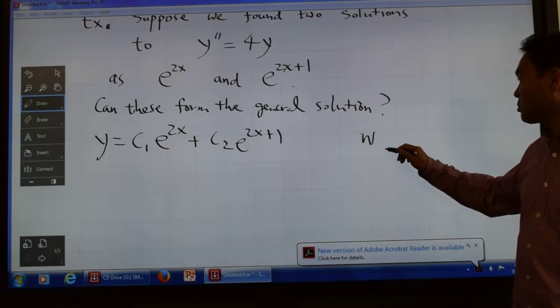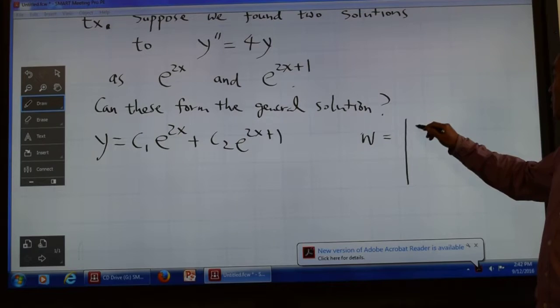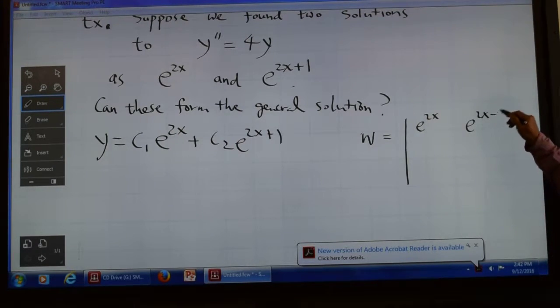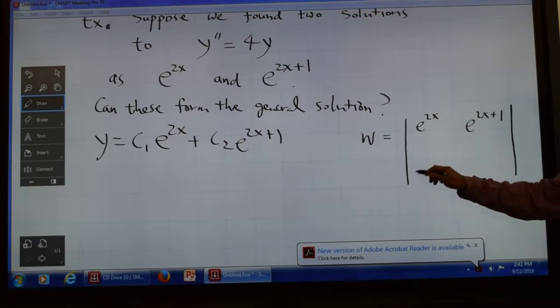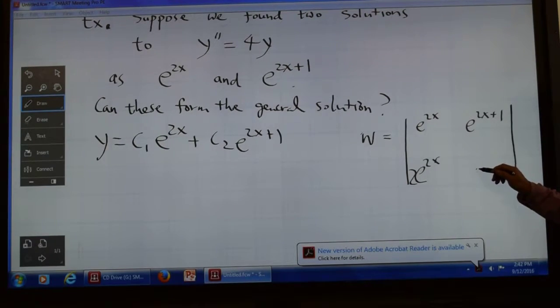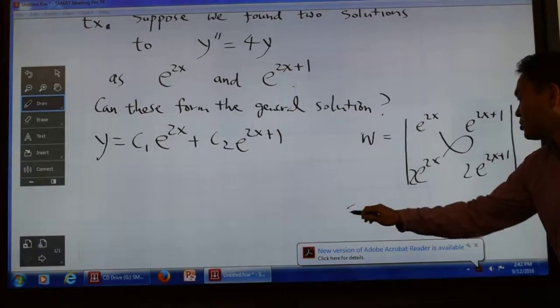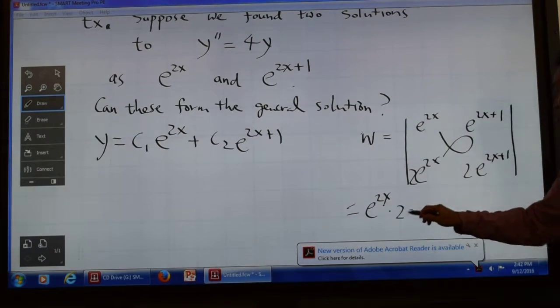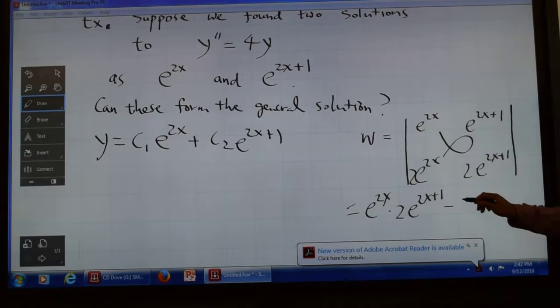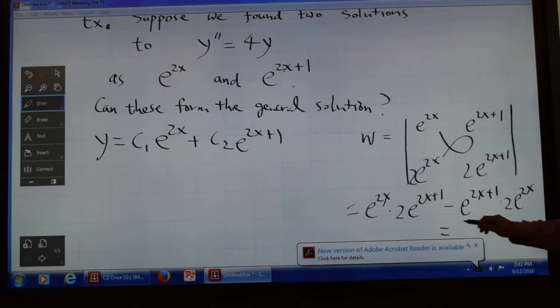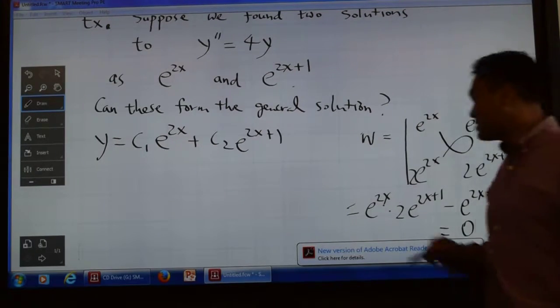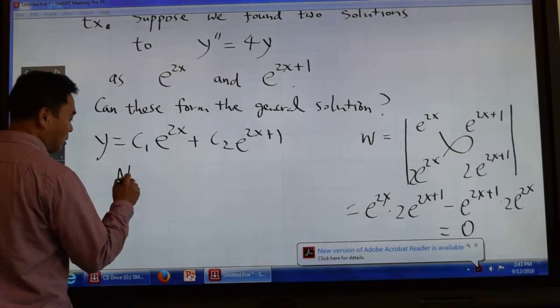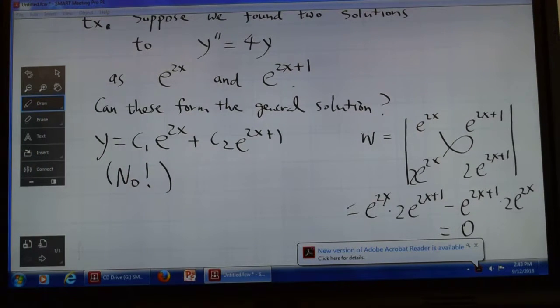Wronskian, right? So let's take the Wronskian. The Wronskian in this case is e to the 2x, e to the 2x plus 1. What goes here? 2 e to the 2x. 2 e to the 2x, thank you. And how about here? 2 e to the 2x plus 1. Okay, now we do this, which is e to the 2x times 2 times e to the 2x plus 1 minus e to the 2x plus 1 times 2 times e to the 2x. And the result is 0. That means they're dependent, so no, this is bad, okay? They're dependent. It's no good.